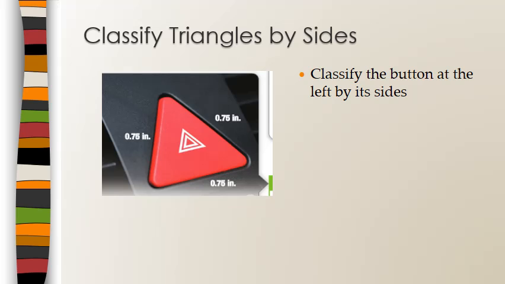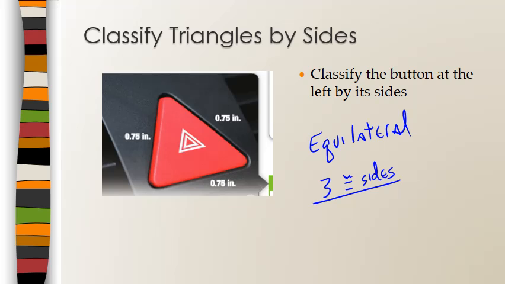Well, it appears to be a triangle. And I see that each side is 0.75 or 3/4 of an inch. And so how would I classify this? Yes, I know you know. It would be equilateral. And why is that true? Because it has three congruent sides. Therefore, it must be equilateral.